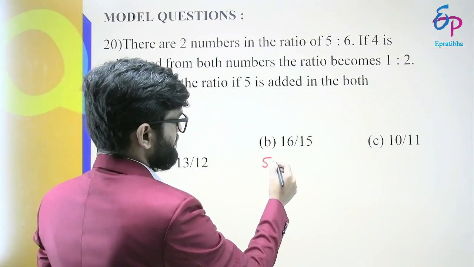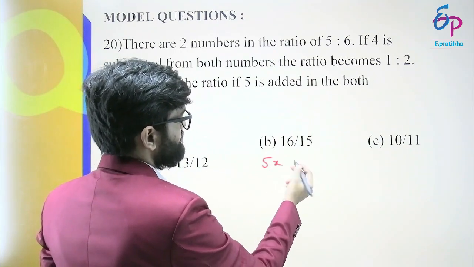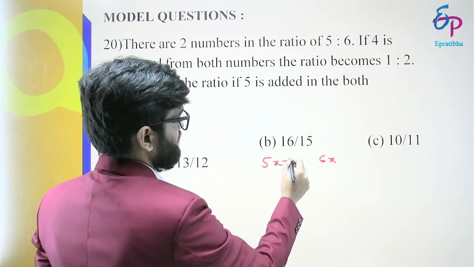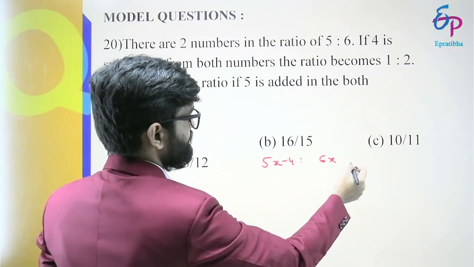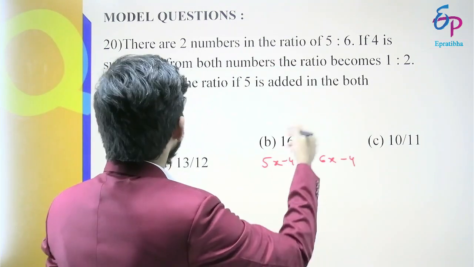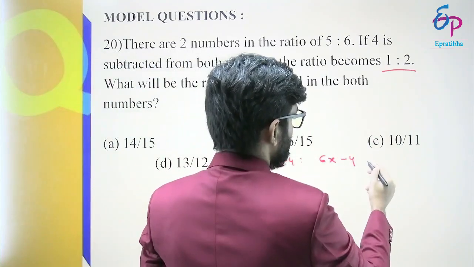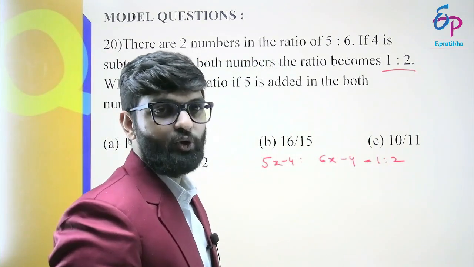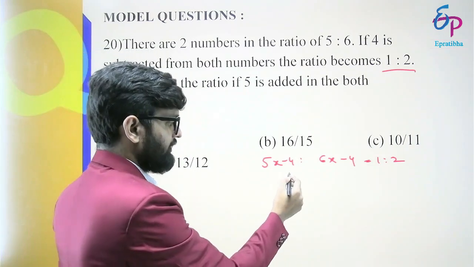Let me take these as 5x and 6x, right? If 4 is subtracted, it means I have to write minus 4 on both sides. The ratio will become how much? 1:2. So this is called proportion as well. What is proportion and all, we'll see later.